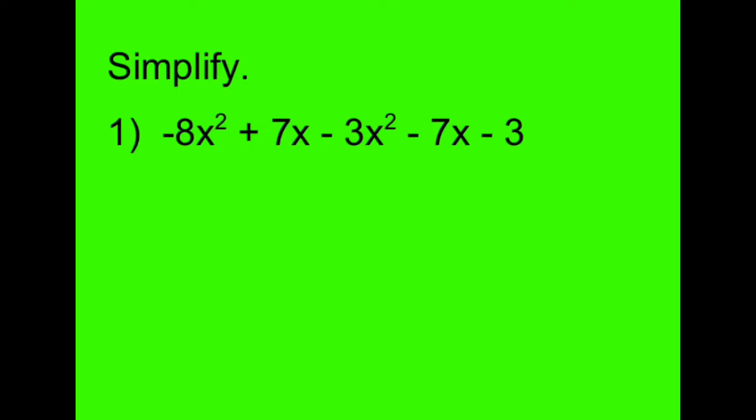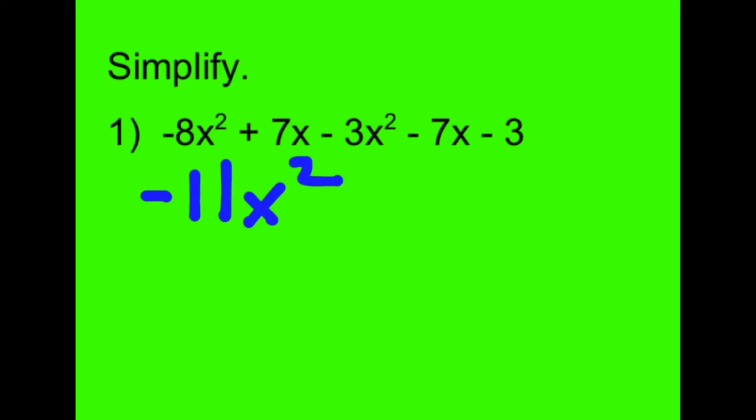The signs are the same, so we add them. That's negative, whoa, need to make the ink on my pen a touch smaller there. There we go. All right. So that's negative 8 and negative 3. You combine those, that's negative 11x squared.